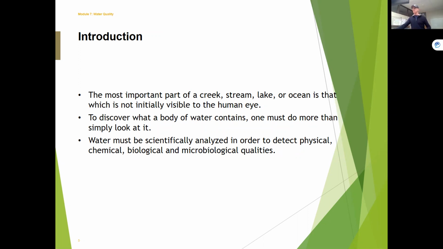So we have to be good in this lab to detect these issues, whether that's chemical or physical or microbiological, so that we can treat that and make sure that it's going to be safe for our customers, and that we have the right treatment techniques to be able to treat this water. So the most important thing is stuff we can't see.